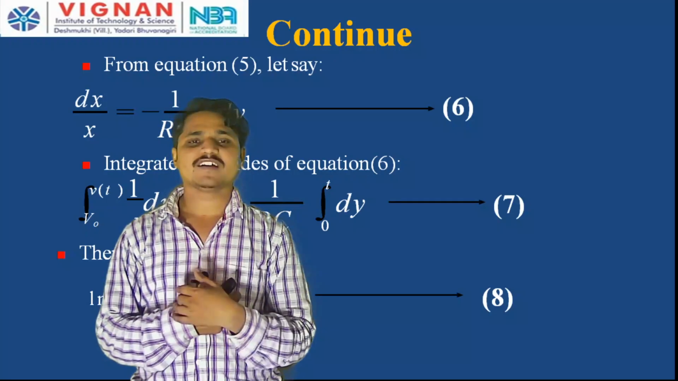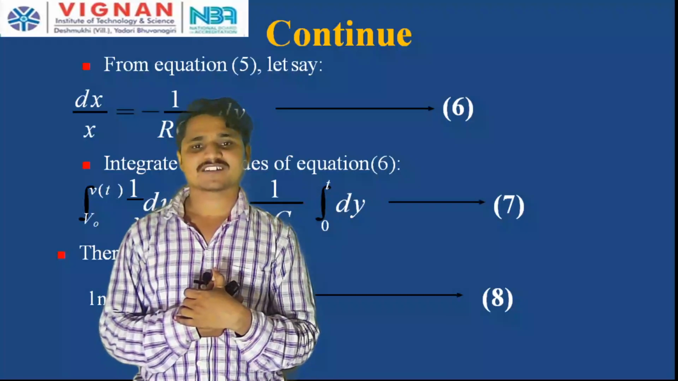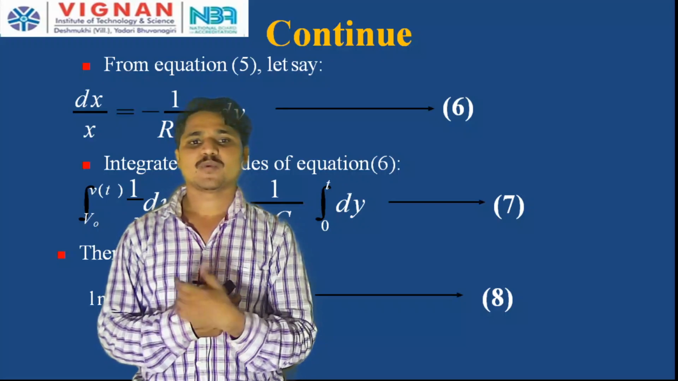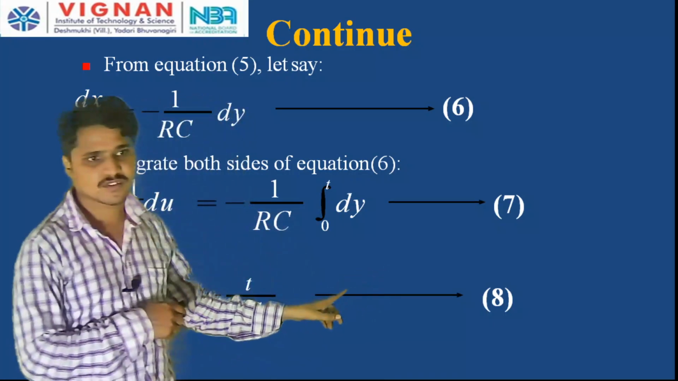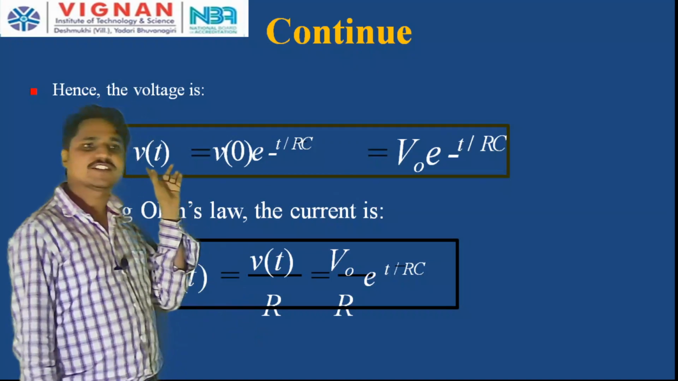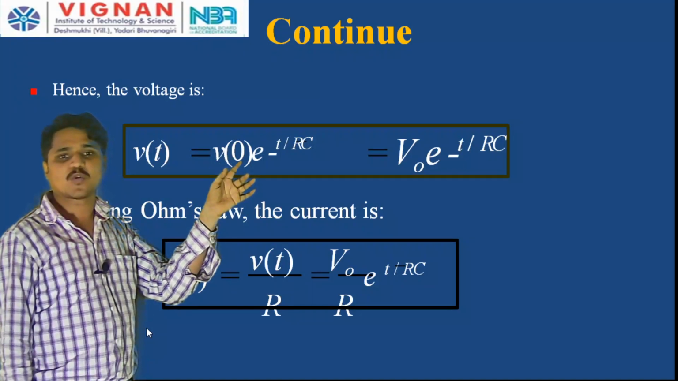Therefore, ln V(t) by V0 is equal to minus 1 by RC into, what is the integral of 1 dt? It is t. Therefore, minus 1 by RC into t, that is minus t by RC, equation 8. So, this is equation 8. Okay. Therefore, V(t) is equal to V0 into e to the power of minus t by tau, that is t by RC.